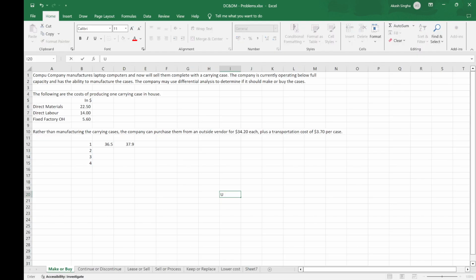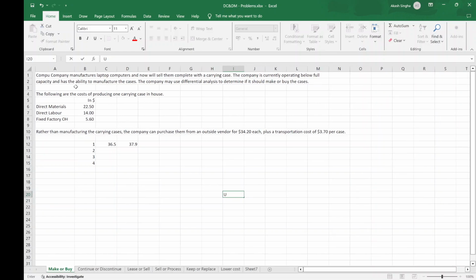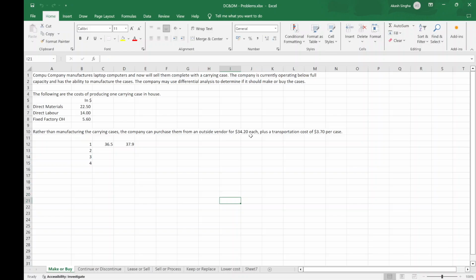Yeah. So next is DC and DM. I think DC and DM questions were easier than the rest, and I'll just go through them one by one. So just read the problem. Which one should we take? For outside we have to do 34.20 plus 3.7, that's 37.9. And for our own in-house, we have to pay the 5.6 anyway. So the variable cost we have to calculate, which is 14 plus 22.5, that's 36.5. So we should do in-house.